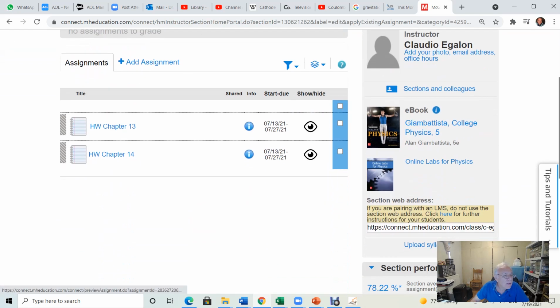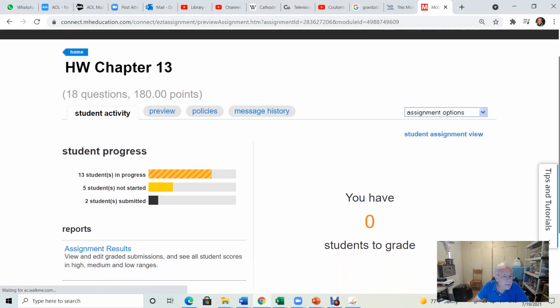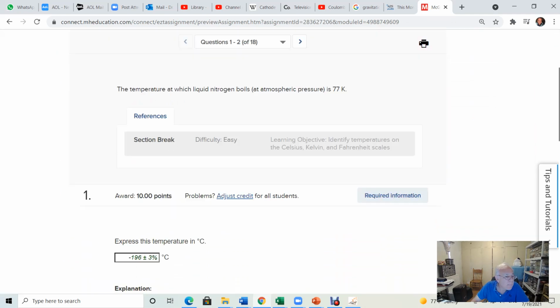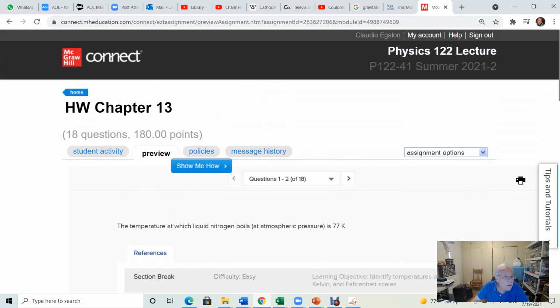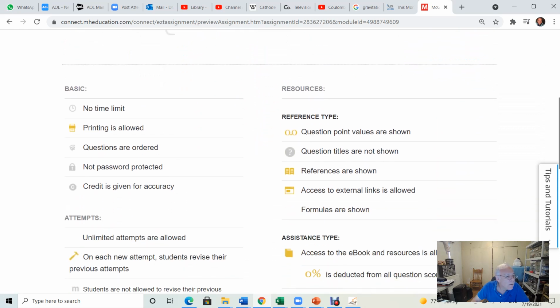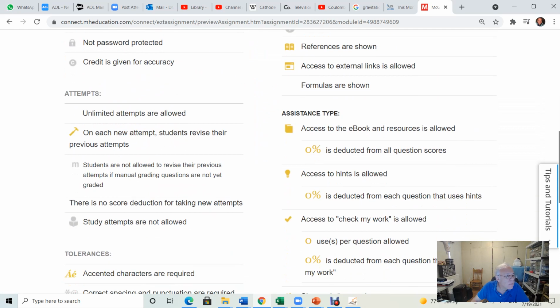Okay, let's see here. Homework chapter 13. Let's see if it changed. It saved the policies. Here we go. Printing is allowed. On each, students revise their previous attempts. I do not know what that means. Students are not allowed to revise their previous attempts if manual grading questions are not yet graded.